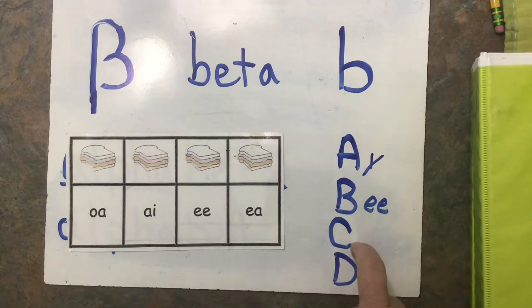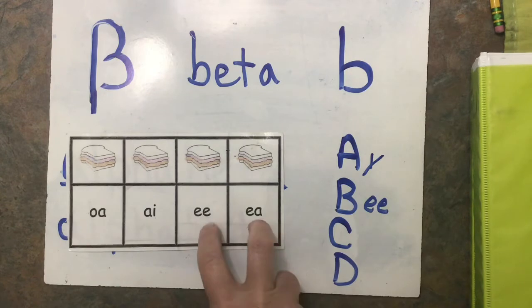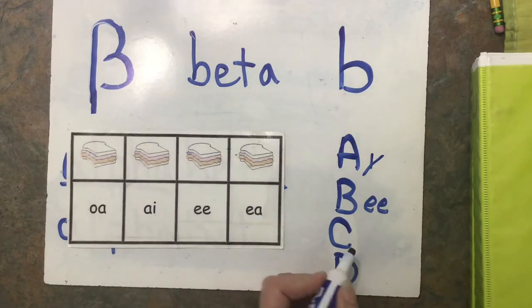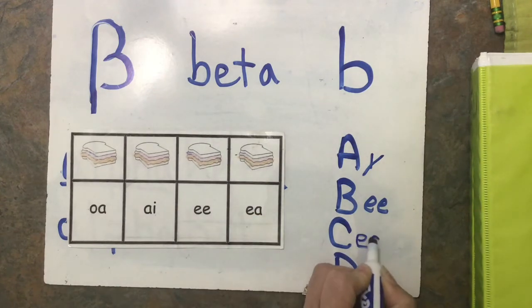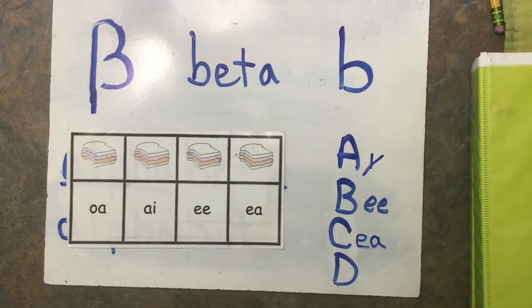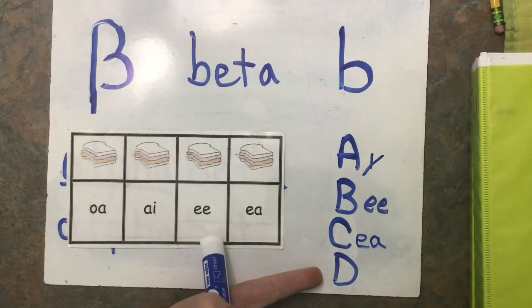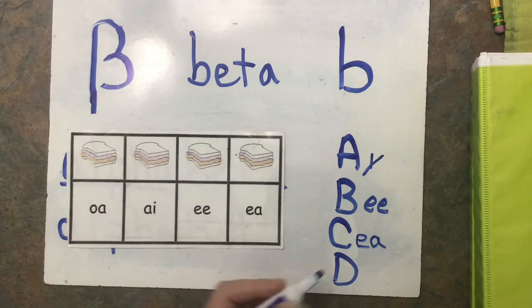How would we spell C? C. Again, we can choose one of these. So we're just going to choose the other one this time and spell it this way, C. How would you spell D? Again, choose one of these, D.